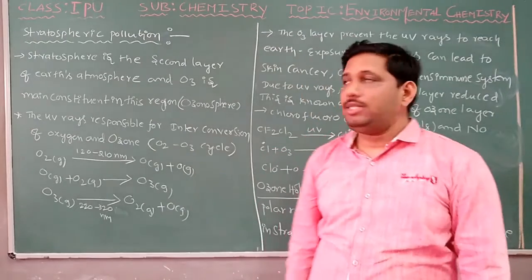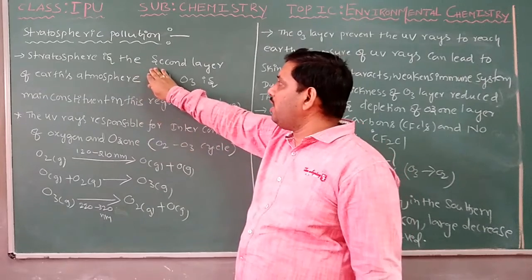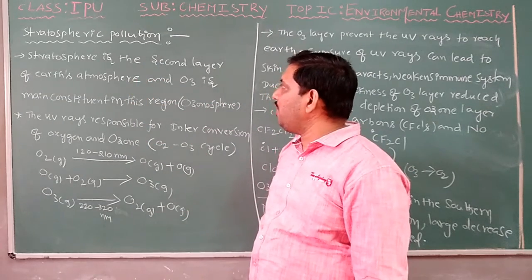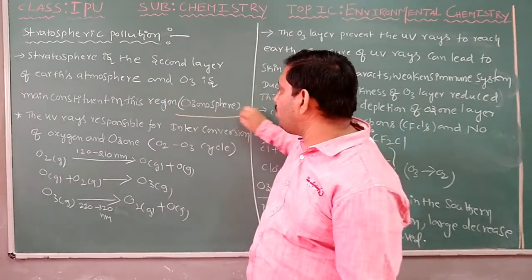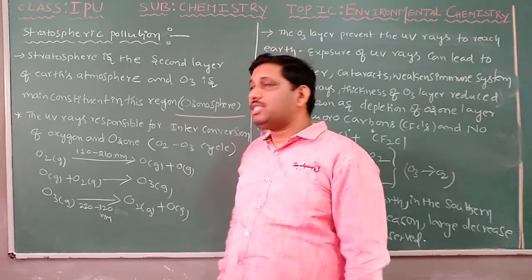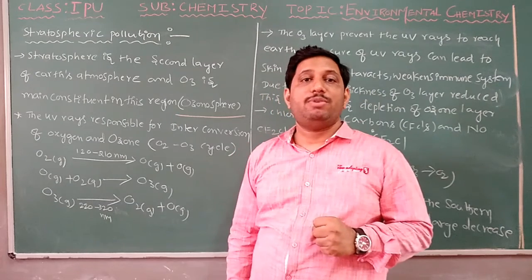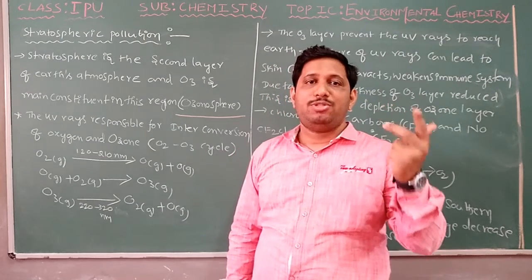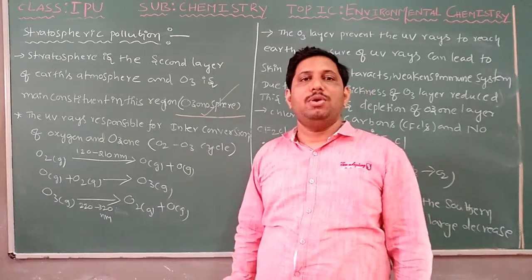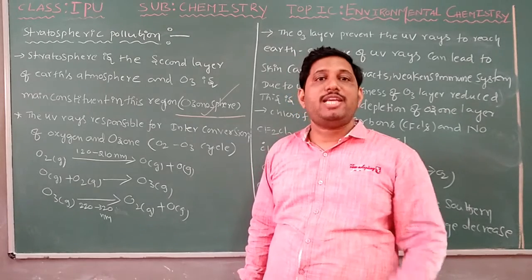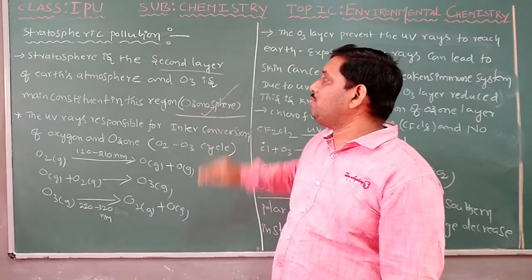Okay, next continuation, students. Stratospheric pollution. Stratosphere is the second layer of Earth's atmosphere, and ozone is the main constituent in this region. Due to this, it is known as ozonosphere. In examination, they will ask which of the following is called ozonosphere: stratosphere, troposphere, mesosphere, thermosphere. Stratosphere contains the main constituent, the ozone molecule. Due to this reason, stratosphere is also known as ozonosphere. Once again, stratosphere is the second layer of Earth's atmosphere.